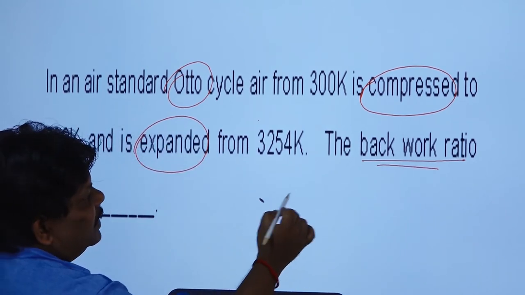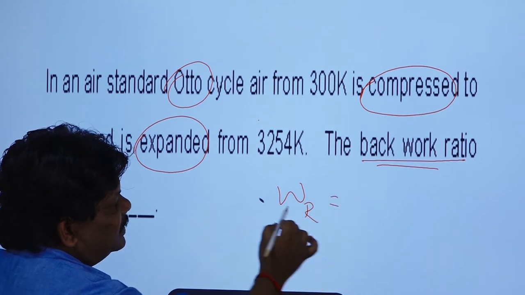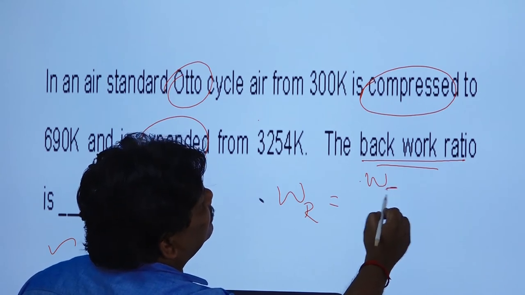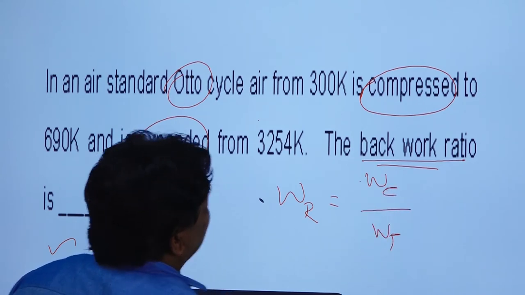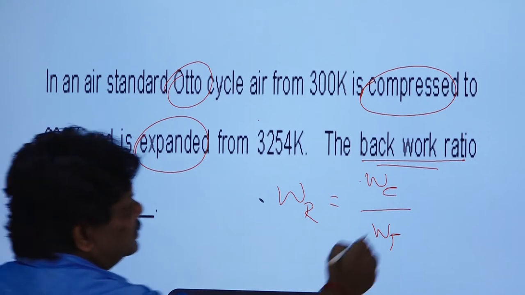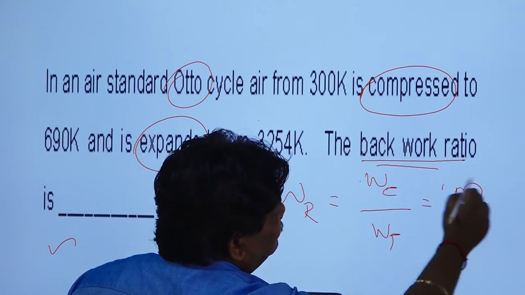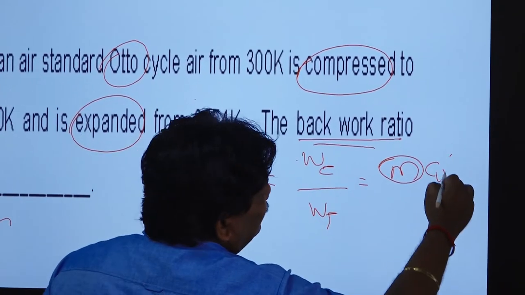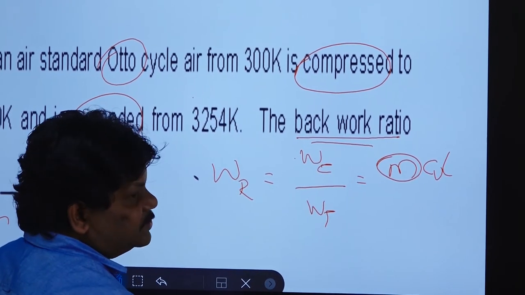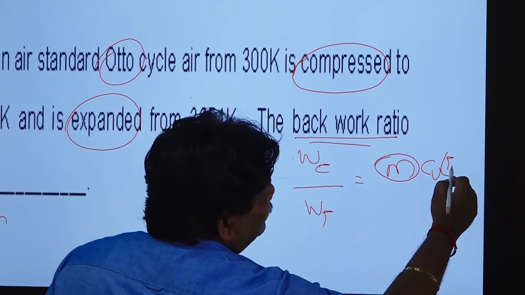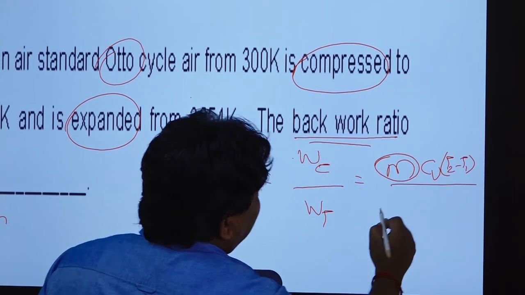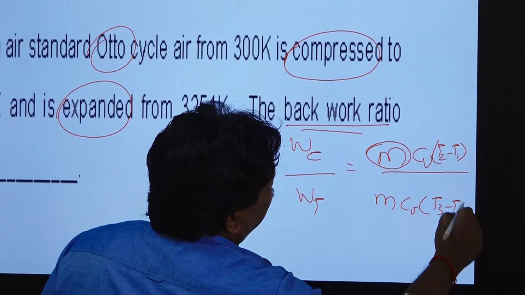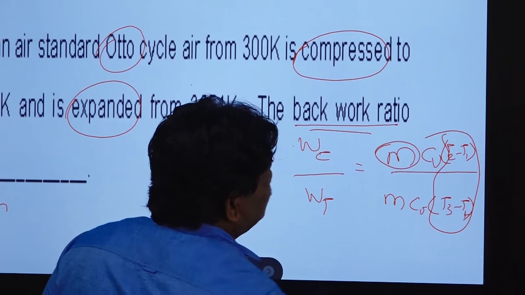So how will you find this back work ratio? Let WR be the work ratio. This should be the ratio between the work done by the compressor and the work done by the turbine. Taking m as 1, since this is an Otto cycle, it takes place at constant volume, so for the compressor it is Cv, the specific heat at constant volume, into T2 minus T1, and for the turbine Cv into T3 minus T4. Okay, so how do T1, T2, T3 come?